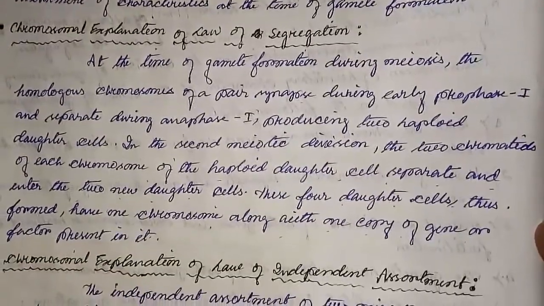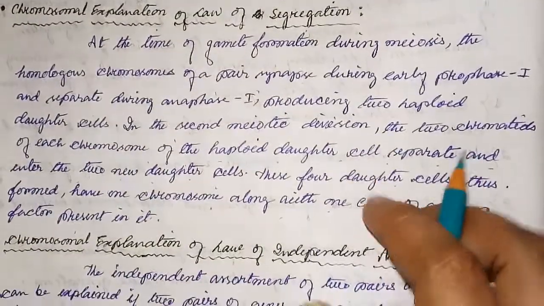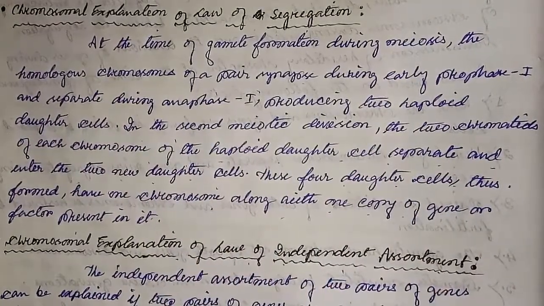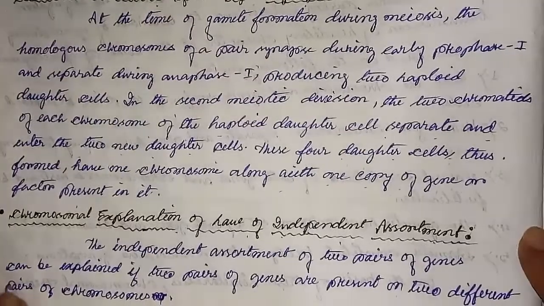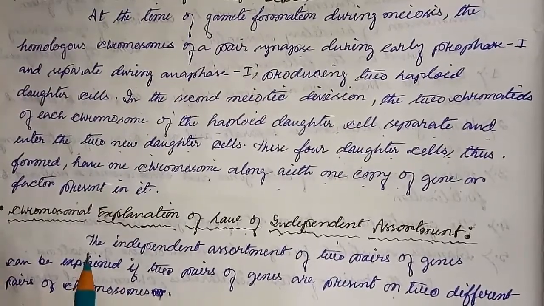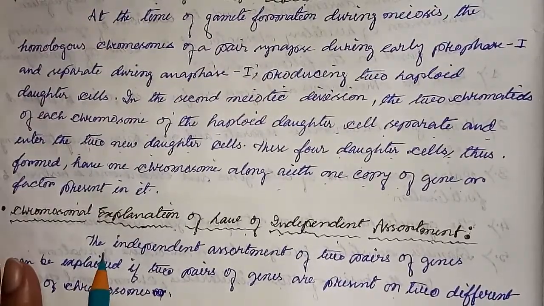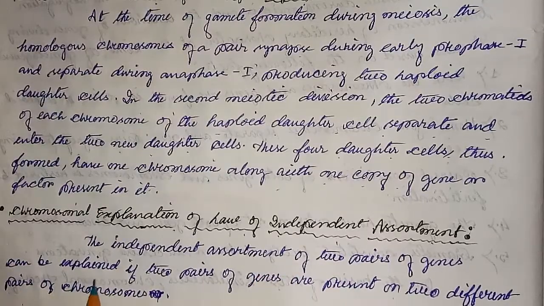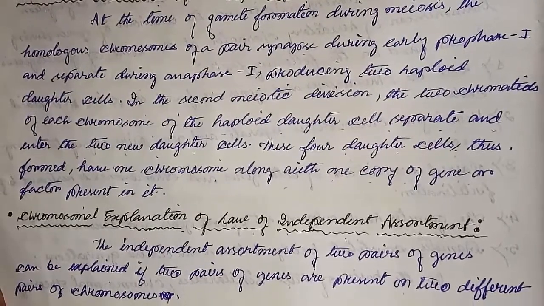Next, chromosomal explanation of the law of independent assortment. What is it? Here, the independent assortment of two pairs of genes can be explained if the two pairs of genes are present on two different pairs of chromosomes.